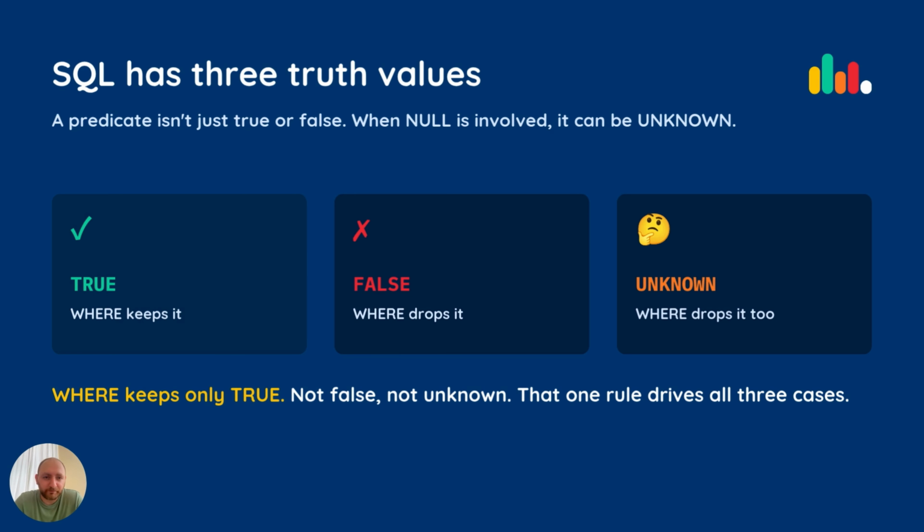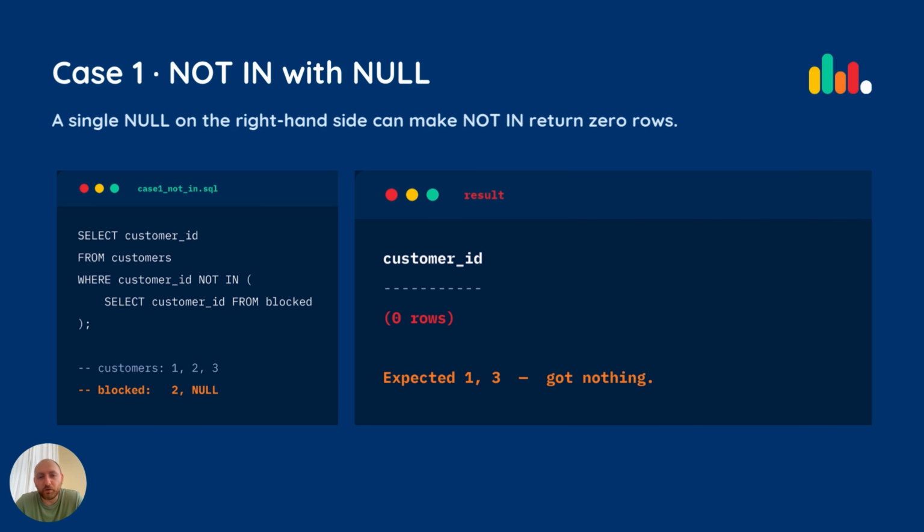Here is the setup. We have 3 customers, 1, 2, 3, and customer 2 is blocked. Look at the blocked lists. There is null in there. Bad import, unresolved ID, whatever. It's there and nobody's looking at it. So, quick gut check. What does this query return? You'd say 1 and 3, right? Everybody says 1 and 3 at first.